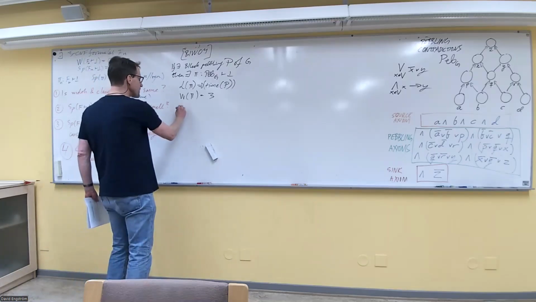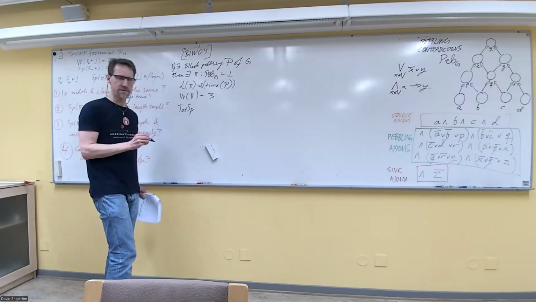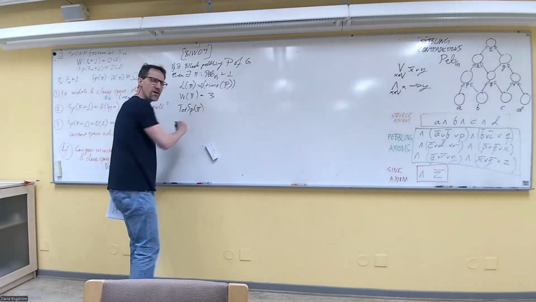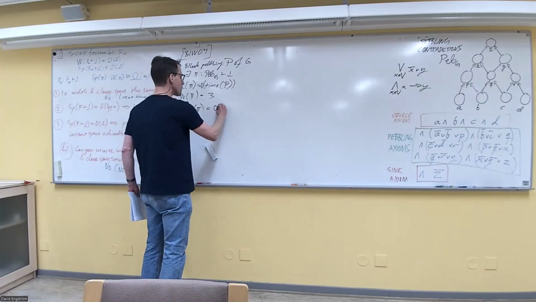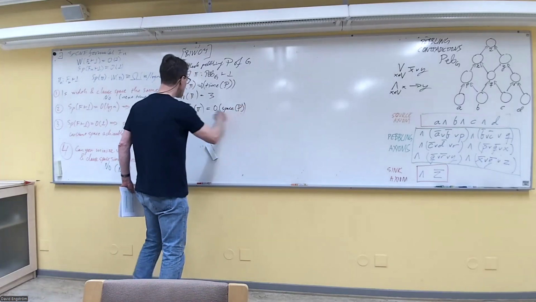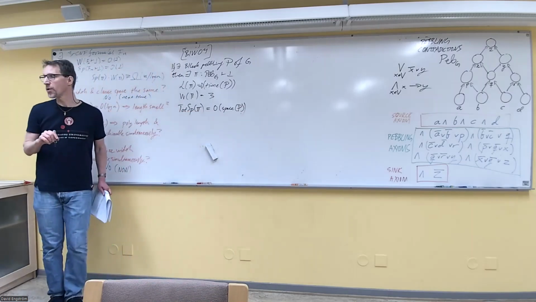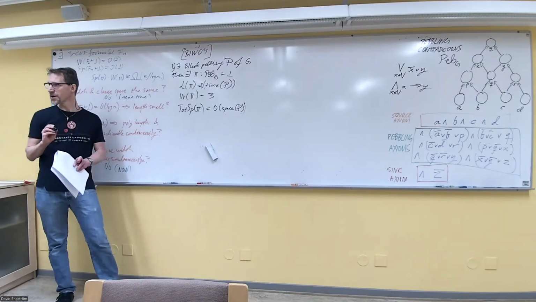But let me say something slightly stronger. I'd say even the total space. The total number of literals counted with repetitions is actually upper bounded by the space of P. Note that in particular, total space is an upper bound on clause space. So this is a slightly sharper statement. Are you with me on this?